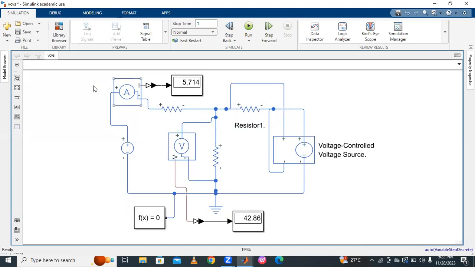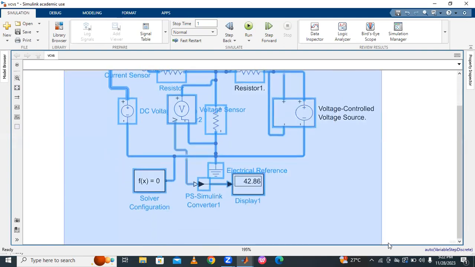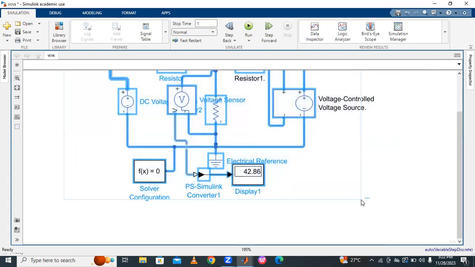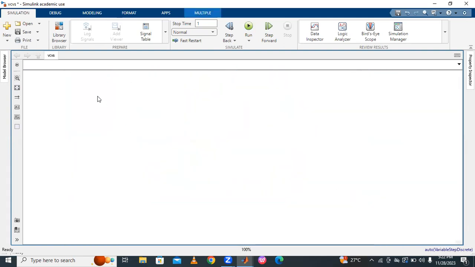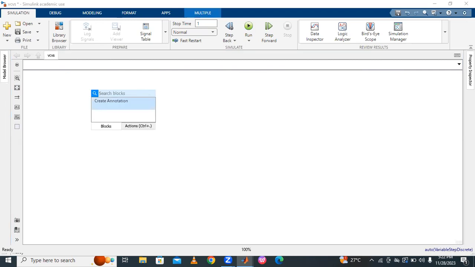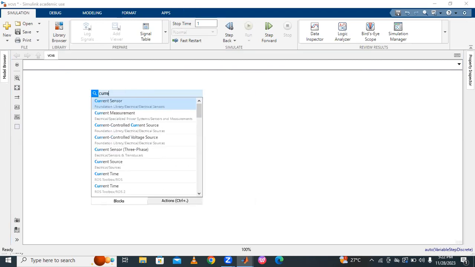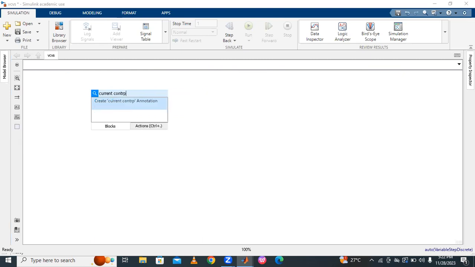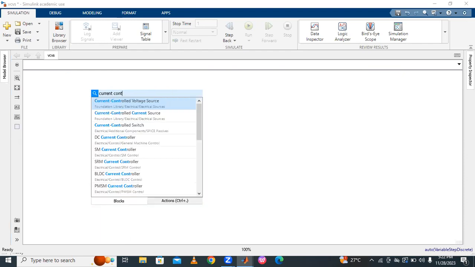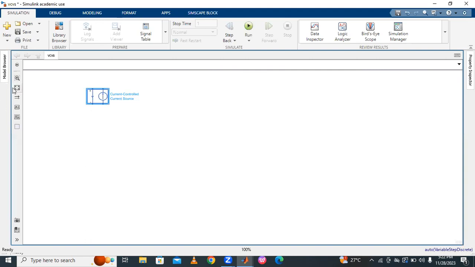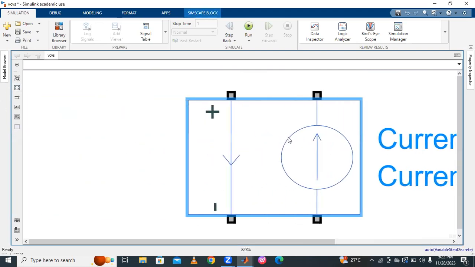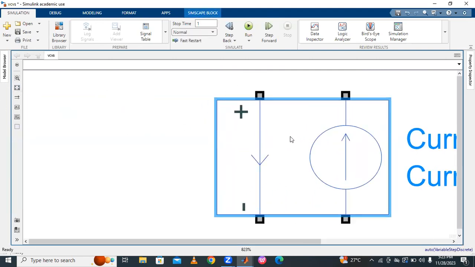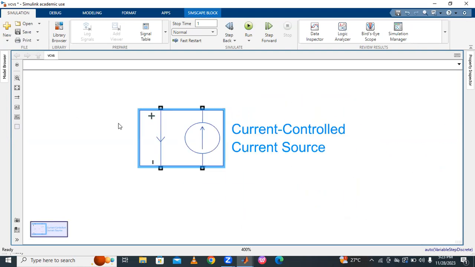Then coming to another circuit, called the current controlled current source. Delete this and take a new one, the current controlled current source. This is called the current controlled current source, and it looks like this.